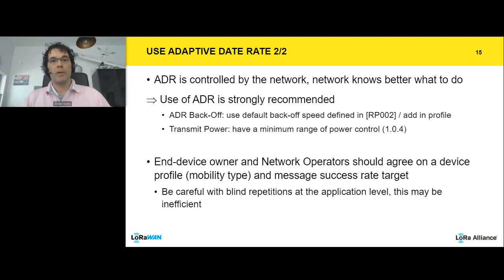For transmit power, we have introduced in version 1.0.4 a minimum range for power control. It's around 14 dB minimum of power control, and also the capability to transmit as low as 2 dBm. Such a minimum power control range is important to not overload the network with power. It's going to help a little bit the power consumption of the end device, but not that much, because of course the radios in the chips are optimized for a certain level of power, and below that level they're not as efficient, but typically you can divide by say 4 at least the power consumption when you reduce the power of the end device.